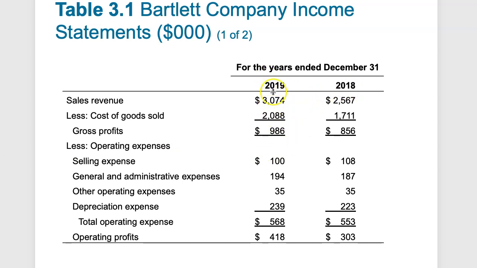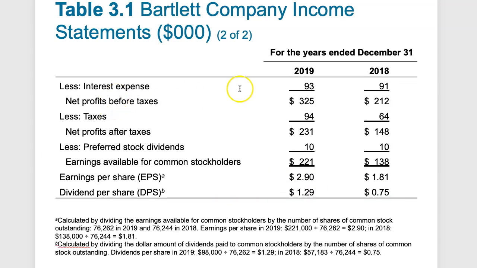So it's very common to include the current year and the previous year, because we really want to see how things are improving. So we see that revenues have gone up, gross profits have gone up, operating profits have gone up. We can look at selling expense, general administrative expenses. These are salaried positions generally that are not working directly with the product, like marketing, finance, accounting, human resources. Depreciation expense, which we'll talk about later.